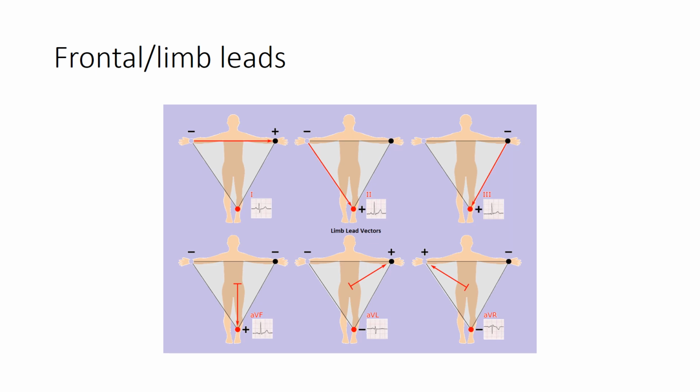The unipolar limb leads are lead AVR, AVL and AVF. AVR is located at right arm, AVL is located at left arm and AVF is located at left foot.